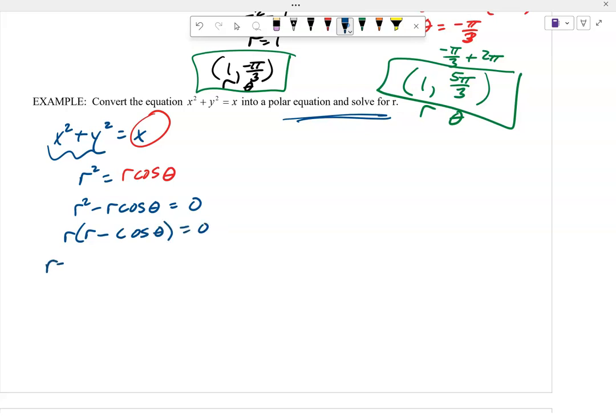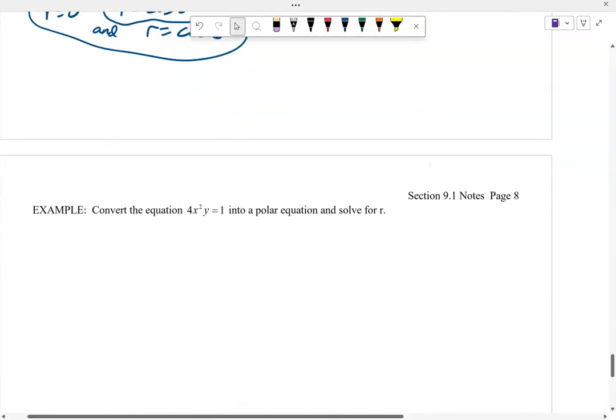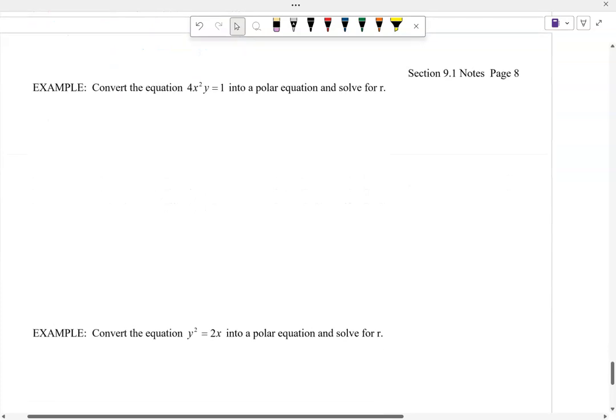And then I can set each one equal to 0. So r could be 0, or r minus cosine theta could be 0. Let me add cosine to both sides. So r equaling 0 and r being cosine of theta would be our polar equations for that x squared plus y squared equals x. Let's do another one. 4x squared y equals 1.